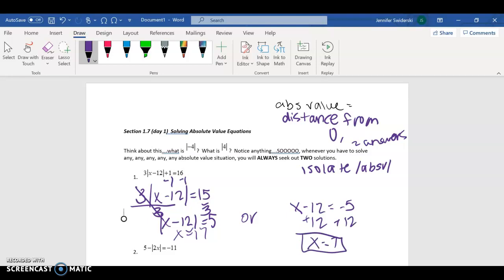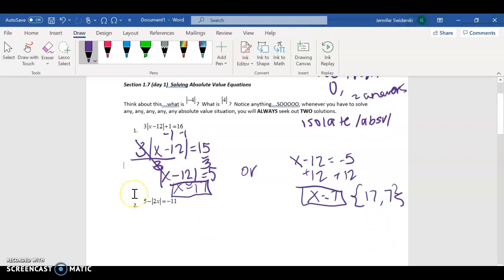So we have two answers here. Ms. Tversky, how am I going to write that? You could do one of these fancy doodads, and you could say 17 works and 7 works. Okay, some people like to write 17 and 7. Either of those work.